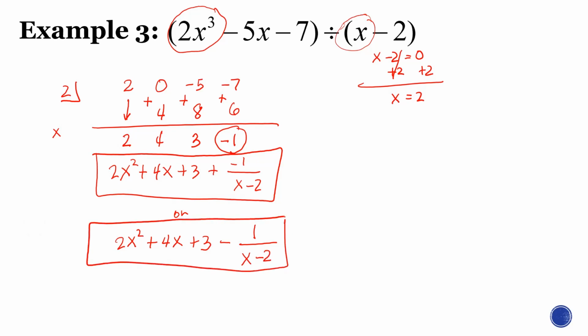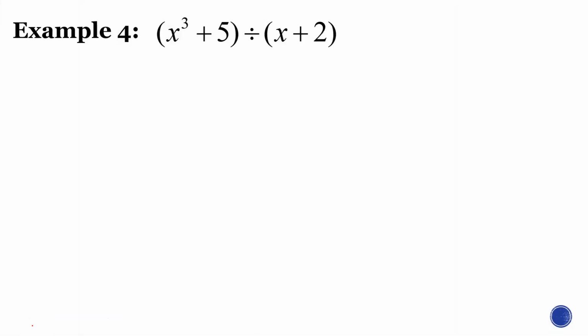Okay, let's go to the next one. Now here we have x cubed plus 5. So again, the first step is we just need to bring down all the numerical coefficients, including the constant. That means 1. There's no x squared, so there should be a representation of x squared. There's no x, so there should be a representation of that term. And then 5. So after that, we will equate x plus 2 to 0 and then solve for x. So x equals negative 2. We will put the negative 2 here.